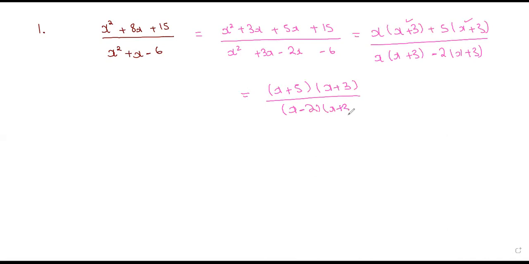Now we have both the numerator and denominator written as a product of factors, so I can just cancel out the same ones. Finally, the answer is x plus 5 divided by x minus 2. This is the answer, right? Did you understand this, Sunny? Yes, I understand.